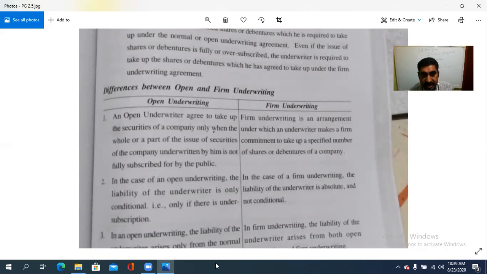While the second, in the case of an open underwriting, the liability of the underwriter is only conditional, that is, only if there is under subscription. Then he is liable. While in firm underwriting the liability of the underwriter is absolute, that is, not conditional. Only that specified number is there. Okay, there is some condition. What is the condition? If it is not to be subscribed by the general public fully, the whole or the partial is to be taken up by the underwriter. So, in the case of firm underwriting, the liability of the underwriter is without any condition.